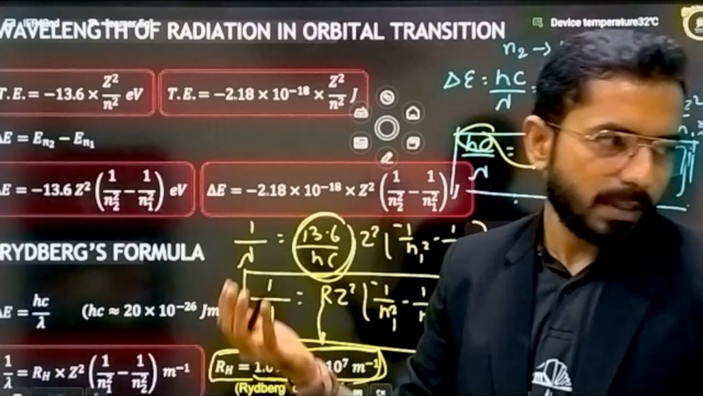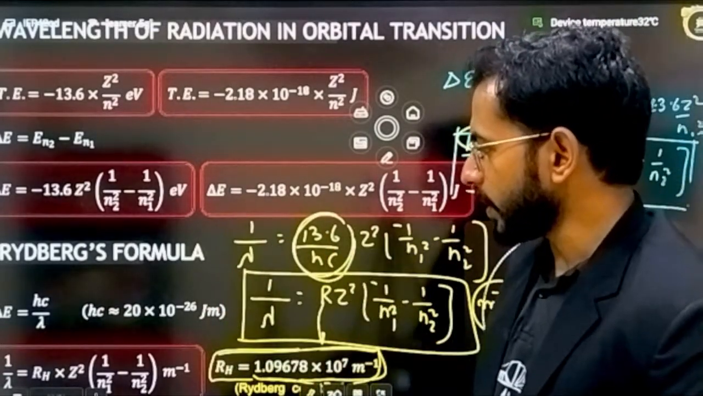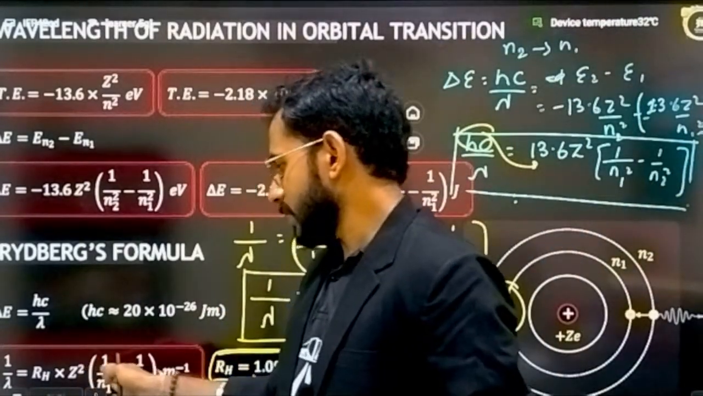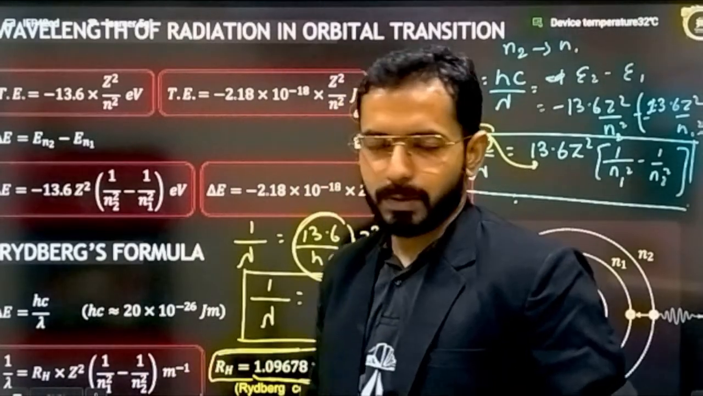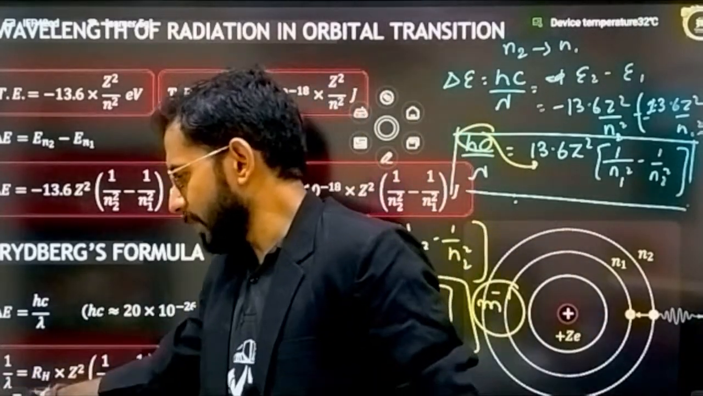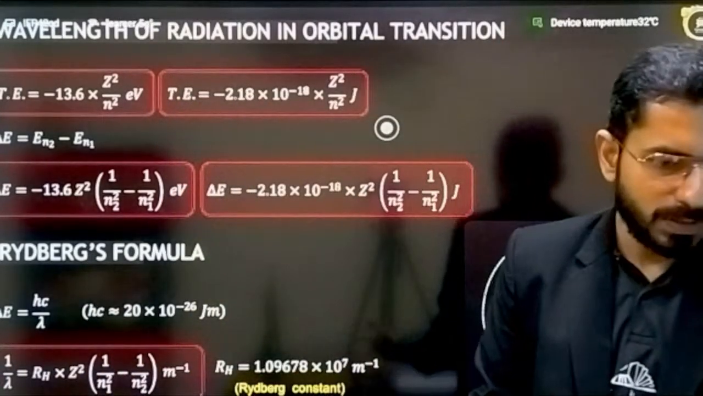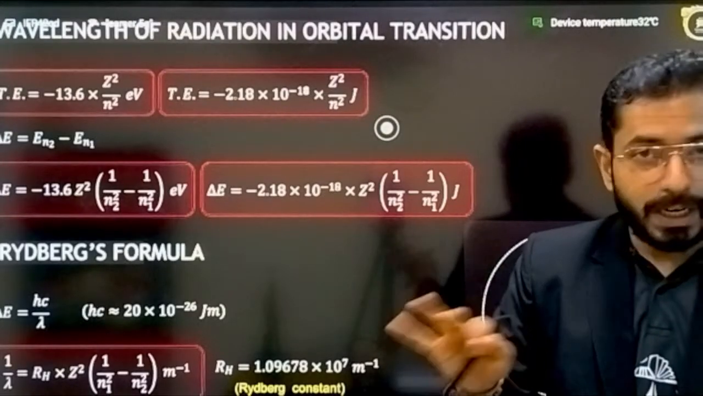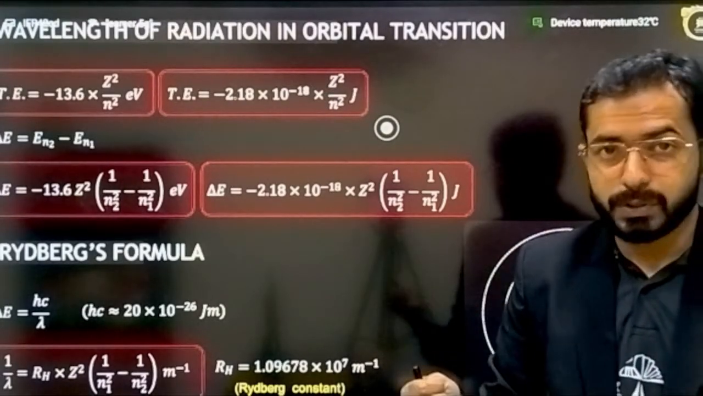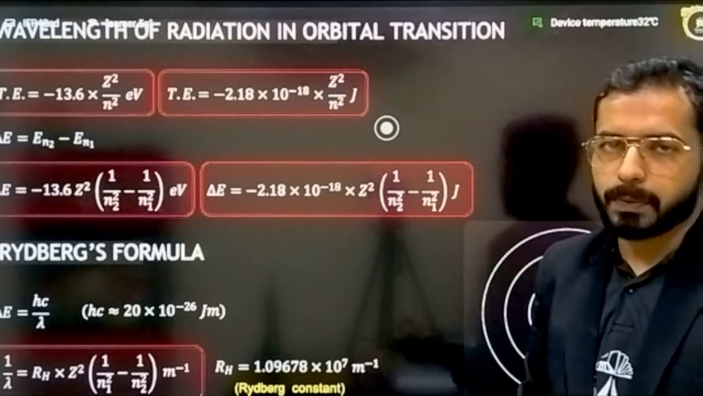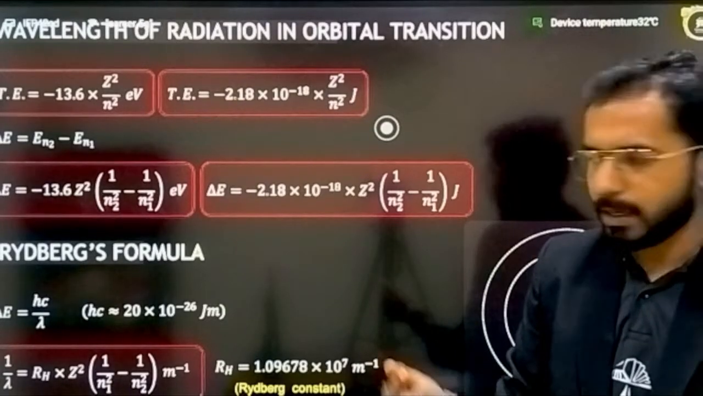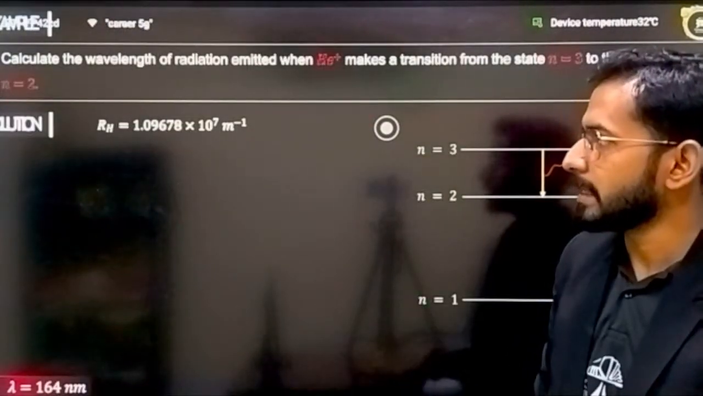I know, brother, it's hard to remember so many constants, but you have to remember. Okay, 1 by lambda is equal to R into Z square into (1 by n1 square minus 1 by n2 square). Correct? So to calculate wavelength, it is a much better formula, because again I will tell you that ratio kind of questions will be coming. Whenever ratio kind of questions come, you just have to check the proportionality. R will always get cancelled out, and the rest of the questions you can easily solve.